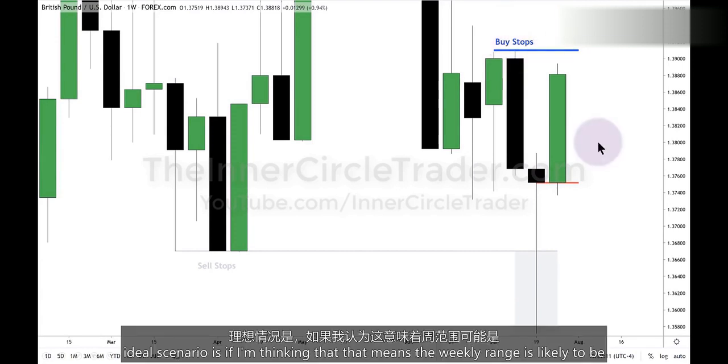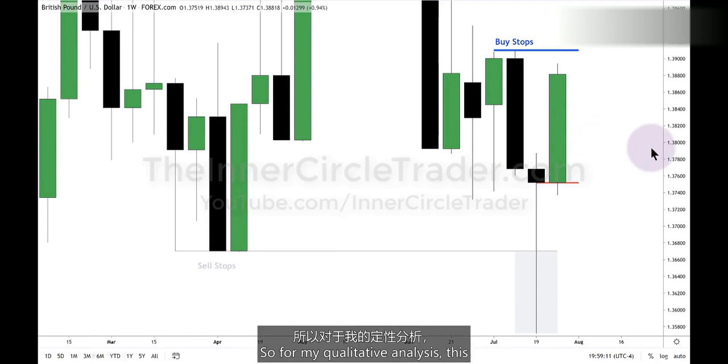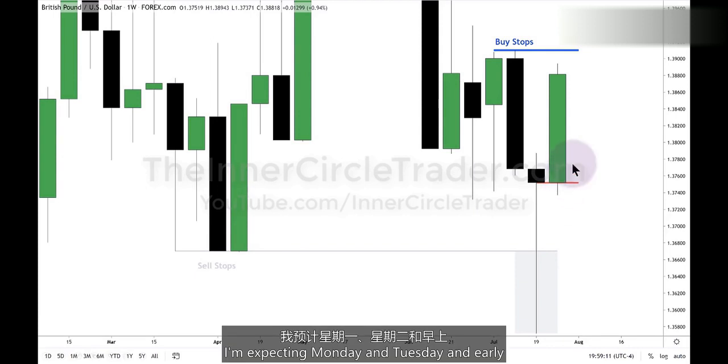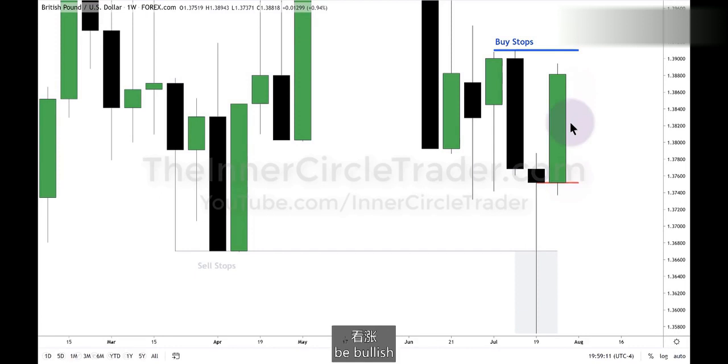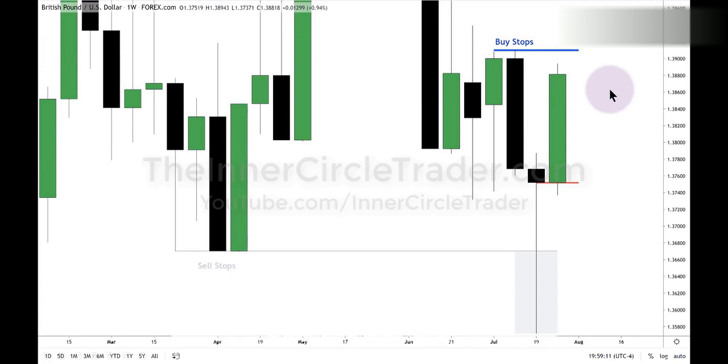So the ideal scenario is, if I'm thinking that, that means the weekly range is likely to be bullish, or at least I'm outlining it as that. So for my qualitative analysis, this is what I'm doing. Remember, in the first volume, we did quantitative analysis, where there were measures that were data-oriented. This is a little bit more subjective, so that's why it's qualitative. And the idea is, if I'm bullish for the week, I'm expecting Monday and Tuesday and early parts of Wednesday to be bullish until we get to an area where the draw on liquidity is reached.